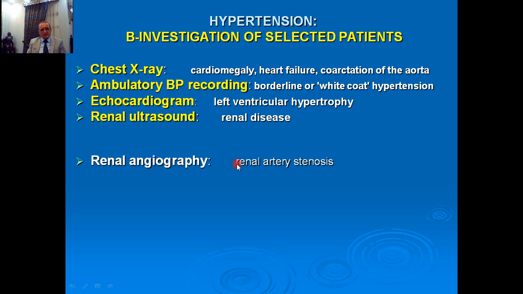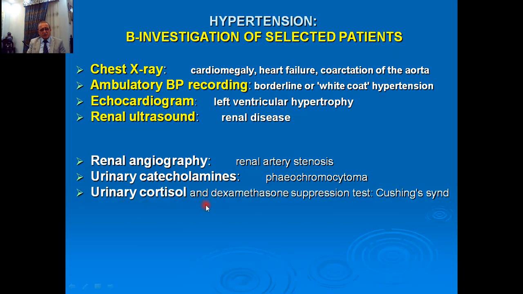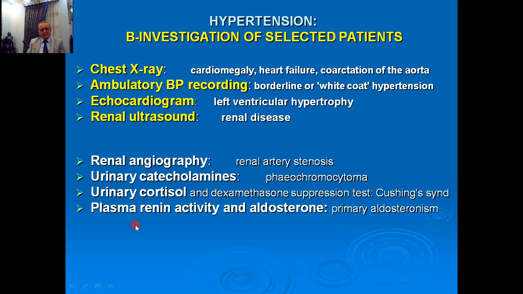Renal angiography when you suspect renal artery stenosis, urinary catecholamines when we suspect pheochromocytoma, and urinary cortisol and dexamethasone suppression test for Cushing syndrome, and plasma renin activity for primary aldosteronism. These are for selected cases. For example, if you have a patient 60 years old with hypertension and you arrange for urinary catecholamine to exclude pheochromocytoma.